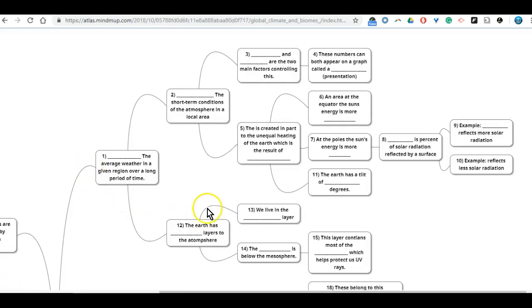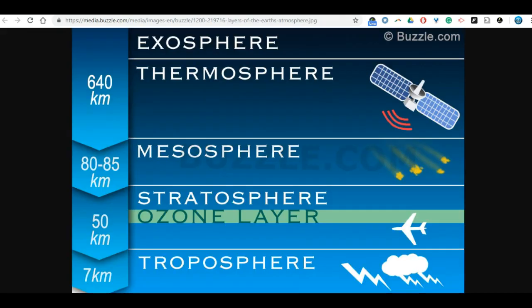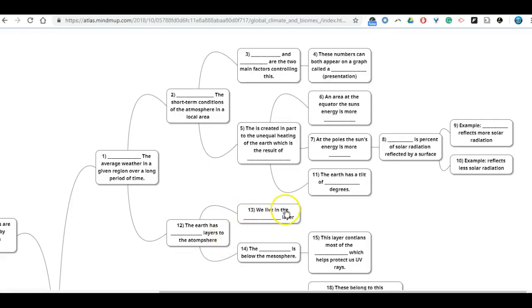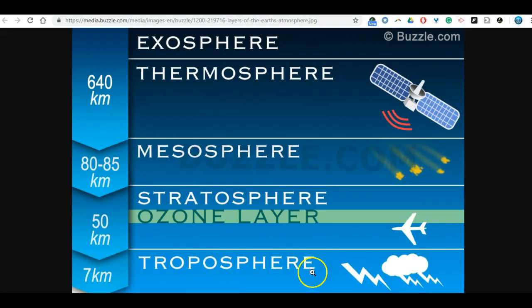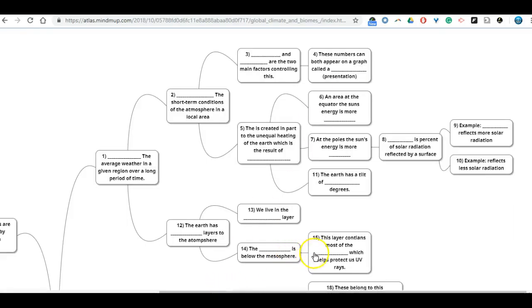So moving on to number 12, the Earth has 5 layers. So if we're looking over here, here are 5 layers. I'm not expecting you to know how thick each layer is. Just know that the troposphere is relatively thin. Now we live in the troposphere, which is this bottom level. And this is also where most of the weather occurs, down in the troposphere.